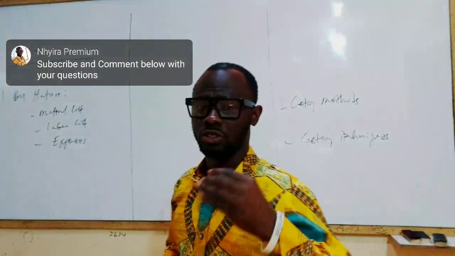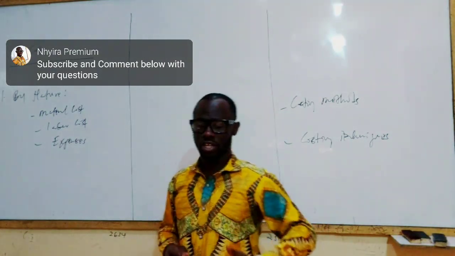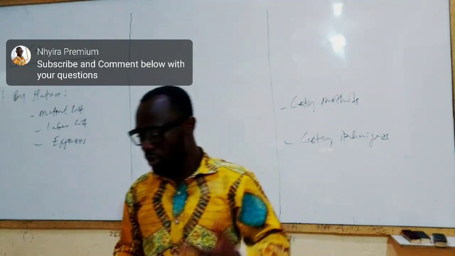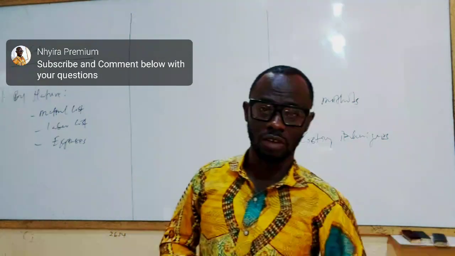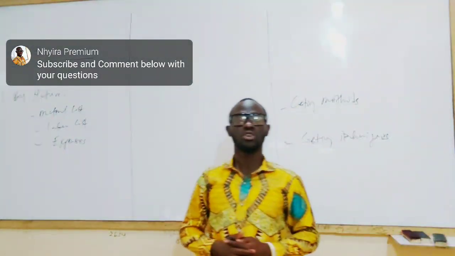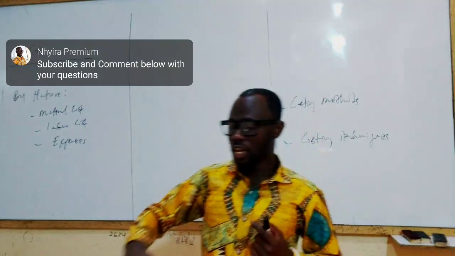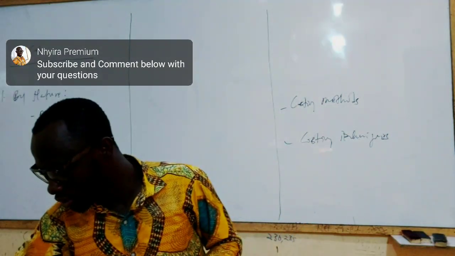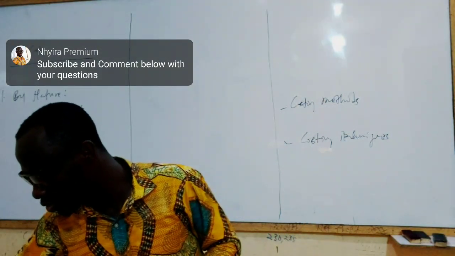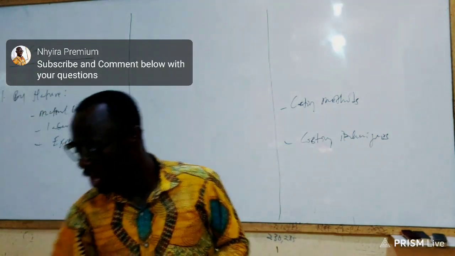What is material cost? Material cost is simply the cost of ingredients and inputs used in the production of goods and services. So whatever ingredients, whatever inputs that we are using in the production of goods and services is what is referred to as the material cost of a product in relation to that.